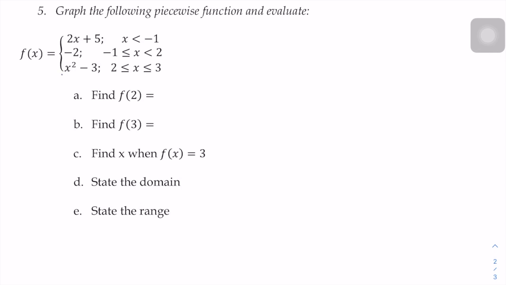So 2 is included in my x squared minus 3. So I'm going to plug in 2 squared minus 3. 2 squared is 4 minus 3 is 1. So f of 2 is equal to 1. f of 3 is also included in that third equation. 3 squared is 9 minus 3 is 6.